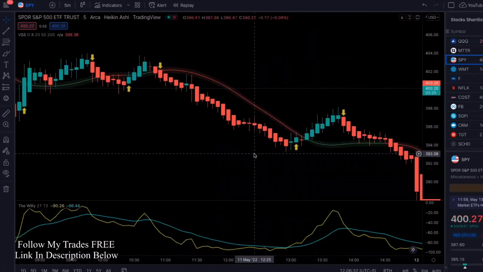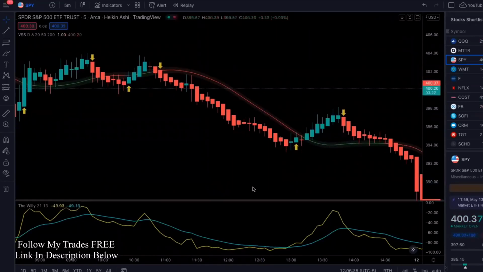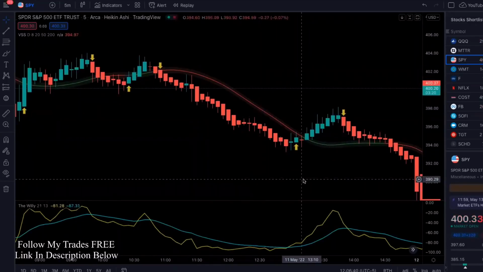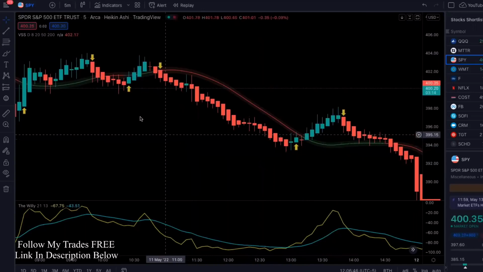It's great for 5-minute scalping, and it's a great buy sell indicator. It's super accurate, and I'll show you how to filter out some false signals as well. So keep watching till the end. All right, let's get right into it.